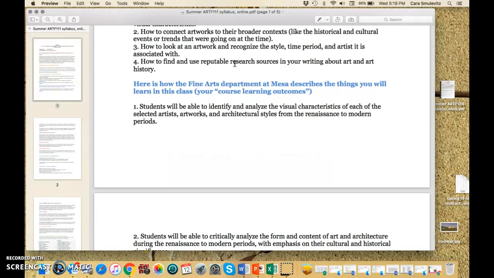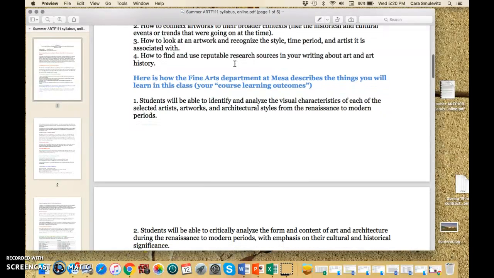Secondly, you'll learn how to connect artworks to their broader contexts. What I mean by that is you'll see how an artwork relates to, for example, the economic situation of that period, or a war going on at that time, or even the popular culture at that time, the kind of movies people were watching. Basically, you'll see how artworks aren't just existing by themselves in the world. They're connected to all sorts of different things.